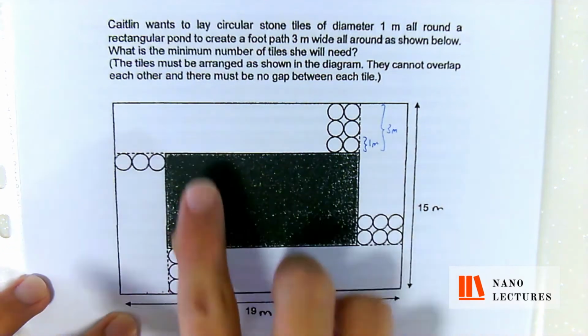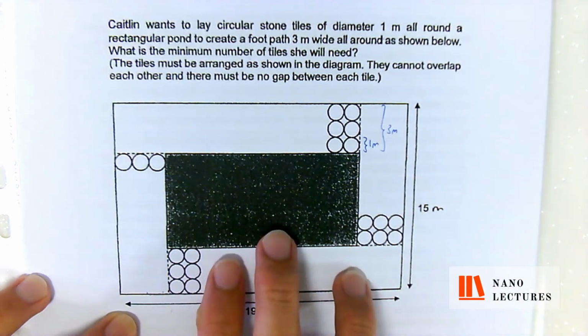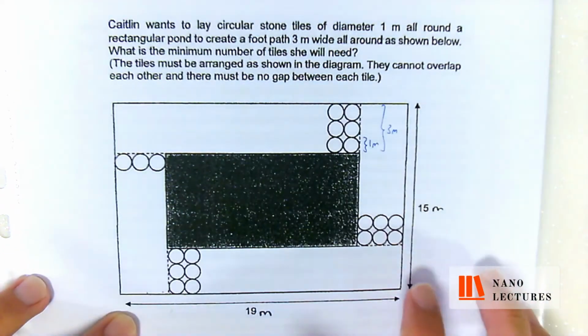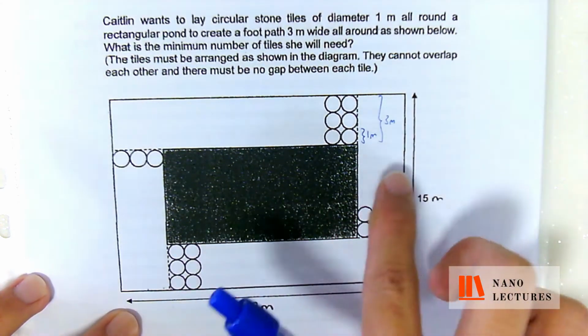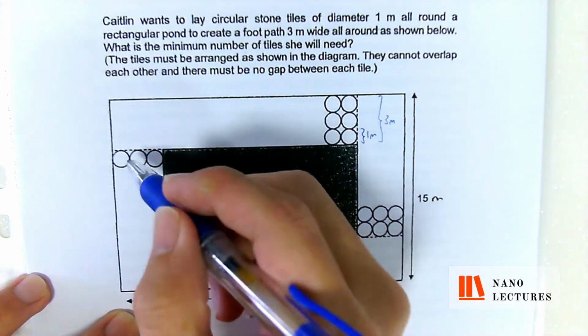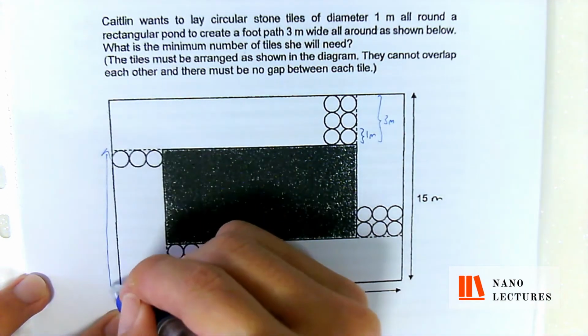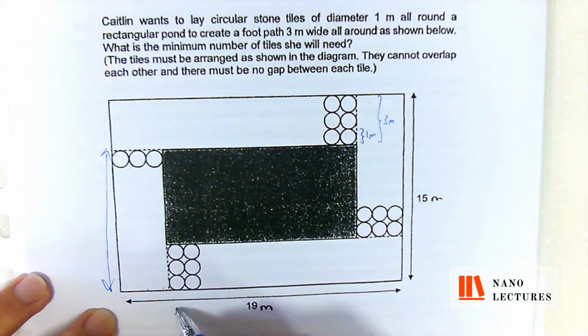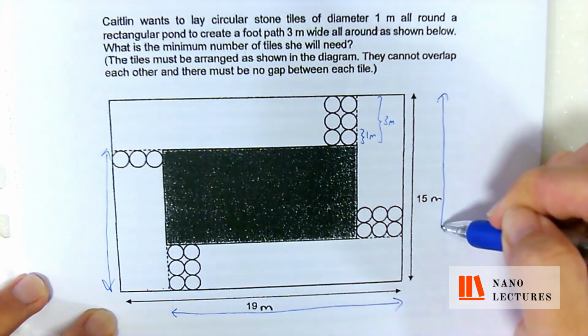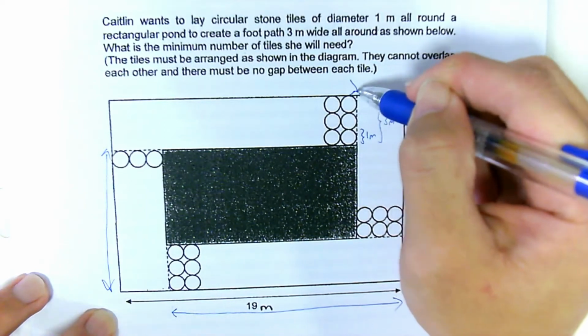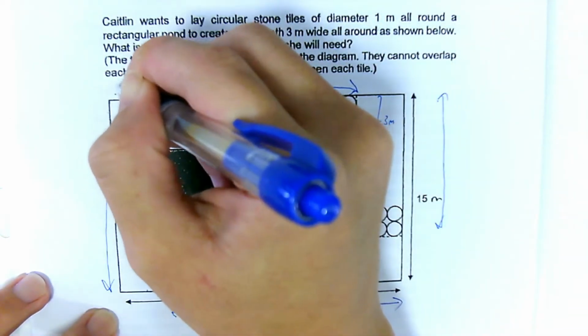And then they say that the tiles must be arranged like this. They cannot overlap each other and there must be no gap between each tile. Very simple. You can divide the path into 4 parts. From here to here, it will be 1 part. Then from here to here, it will be 1 part. Then from here to here, 1 part. And from here to here, 1 part.